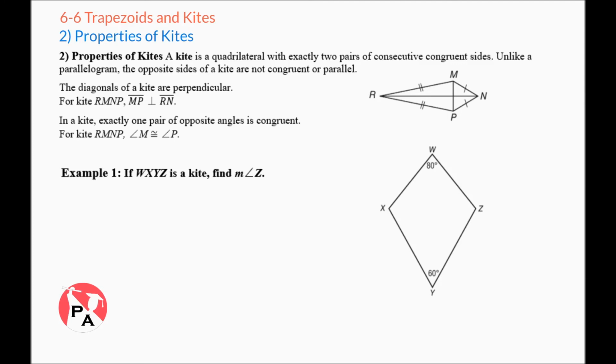The first one is the diagonals MP and RN are perpendicular. That means these angles are right angles. All these four angles, they are right angles.